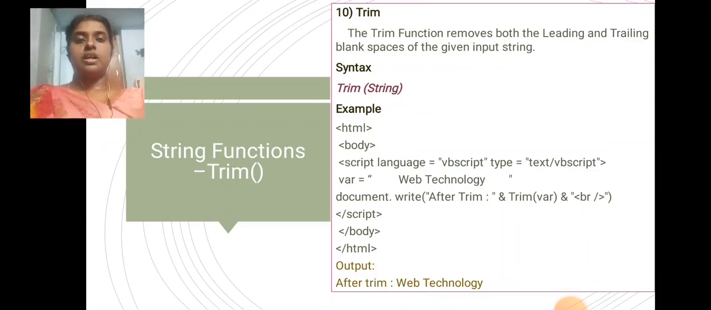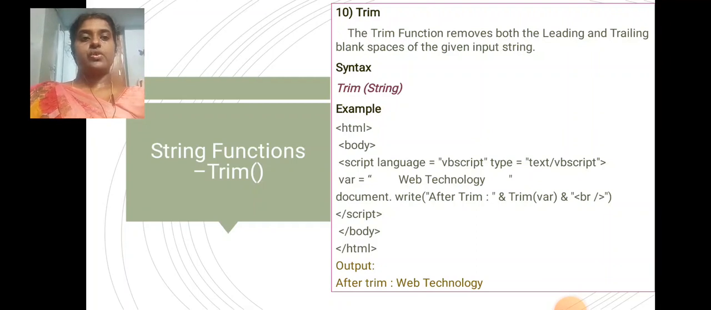The trim function is used to remove the spaces present in both the leading and the trailing positions, both the beginning and the end of your string. If any blank spaces are present, they can be removed with the help of this trim function. This trim function will also take one argument as an input. So the variable is equal to web technology.